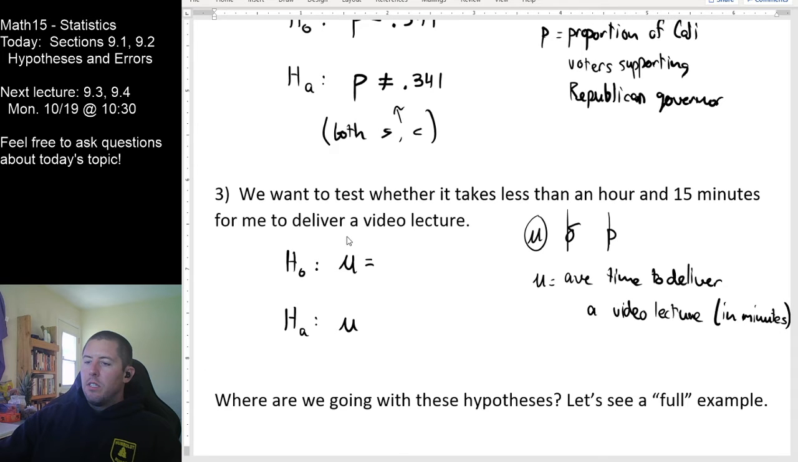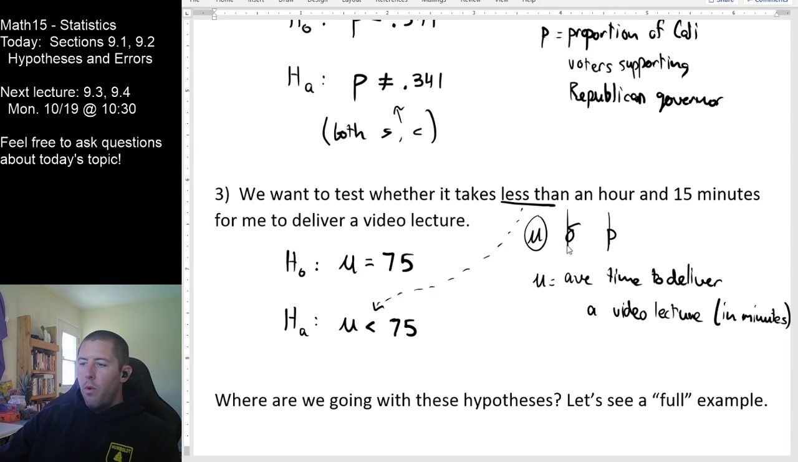And so that would be telling me mu equals 75 minutes, right? 1 hour is 60 minutes plus another 15. So 1 hour and 15 minutes right there. That would be my statement of no change. That says it does take me 1 hour and 15 minutes to deliver a video lecture. The thing that we're suspicious of is that maybe it actually takes me less than an hour and 15 minutes to deliver a video lecture. And so that is specifically informing my less than 75 minutes. We're testing to see if it's true that it actually takes me less than an hour and 15 minutes to do this. So 75 minutes is 1 hour and 15 minutes. The less than is what is informing my less than symbol right there.